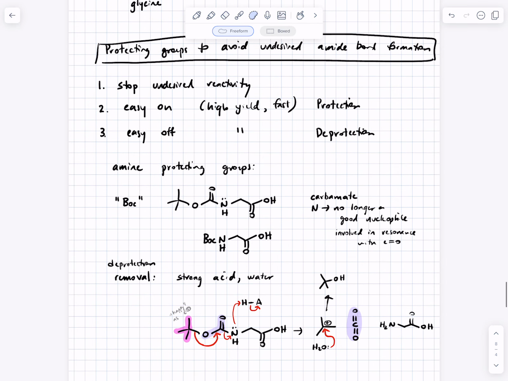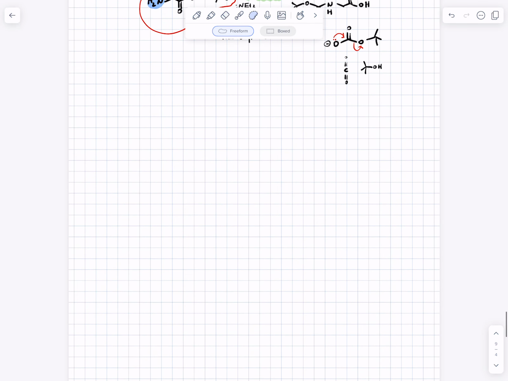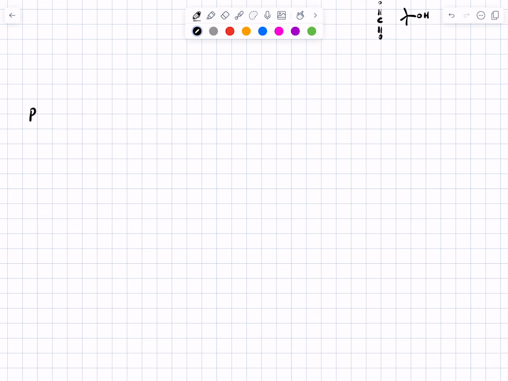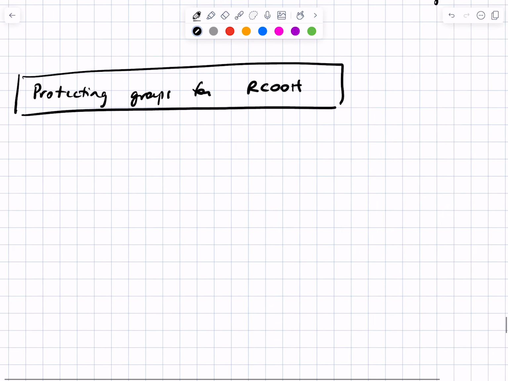Okay. There are a lot of good protecting groups for carboxylic acids. I'm just going to show you one. There may be others. For carboxylic acids, there's tons of others, and I'll show you one. The classic protecting group for a carboxylic acid is an ester, because ester synthesis is pretty easy. Ester hydrolysis is also easy.